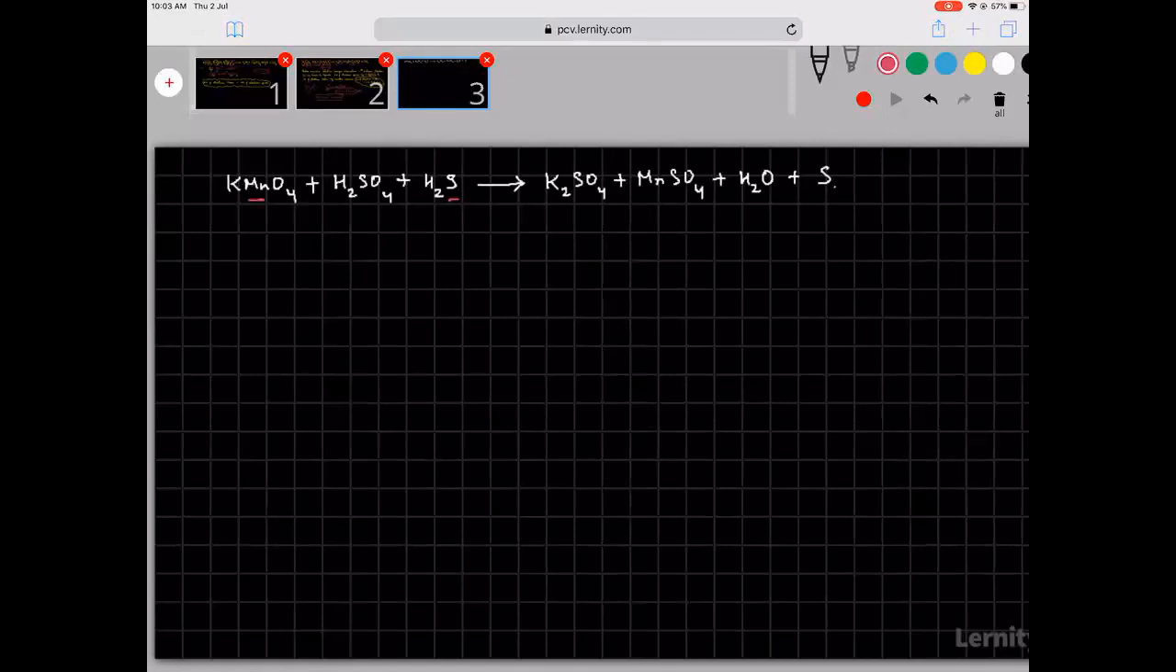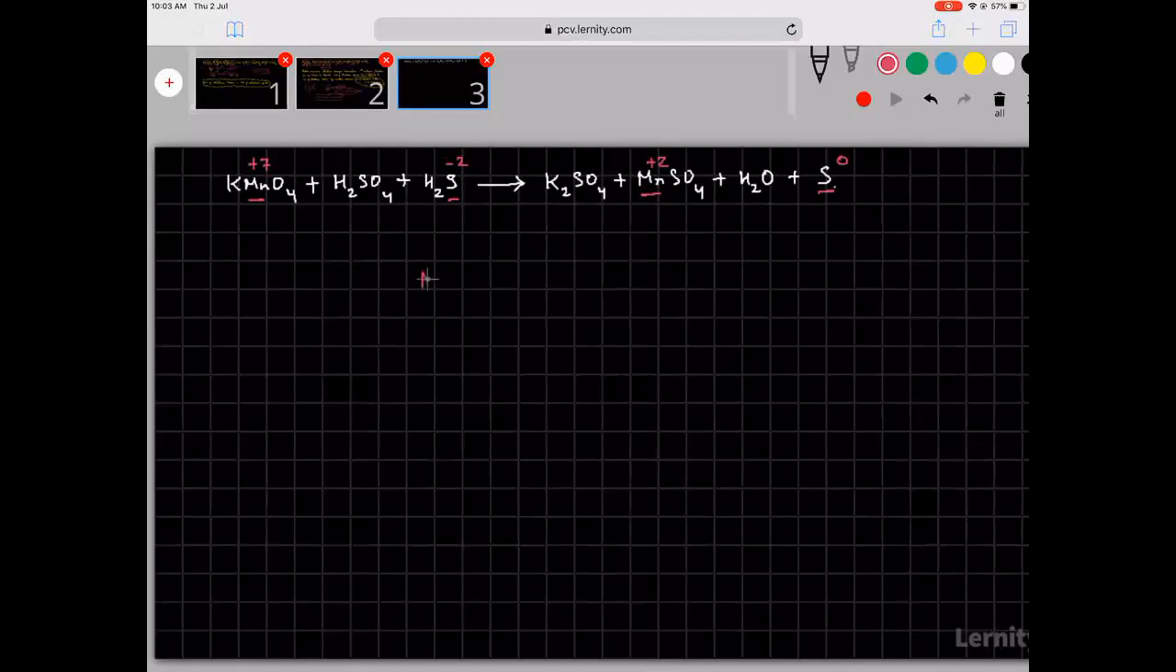Here manganese is in the +7 state. Here sulfur is in the -2 state. How do I know? I know hydrogen is +1, so 2 hydrogens is +2. By the cross multiplication method, I know sulfur is in the -2 state. Here manganese is in the +2 state. Here sulfur is in the 0 state. Any element in its natural state will have an oxidation number of 0. So this is the situation.